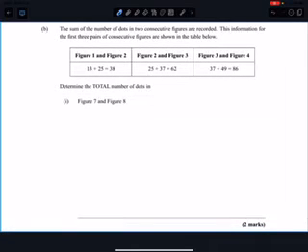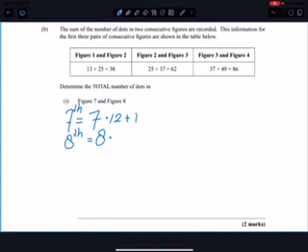Now, determine the total number of dots in figure 7 and 8. If you have the nth term, easy. Because figure 7, you already have the nth term. What is it? It's 7 multiplied by 12, add 1. The 8th term, 8 multiplied by 12, add 1. The 7th term becomes 85. The 8th term becomes 97.